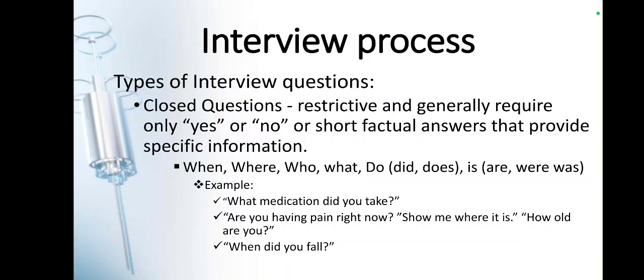Now, these are examples: when, where, who, what, do, did, does, is, are, were, or was. For example, what medication did you take? Are you having pain right now? Show me where it is. How old are you? When did you fall? So these are just examples of closed-ended questions.